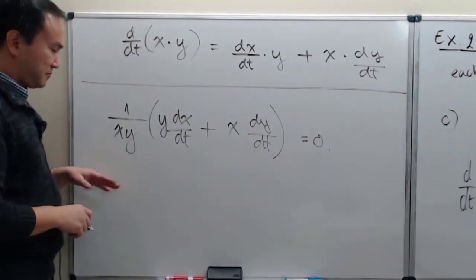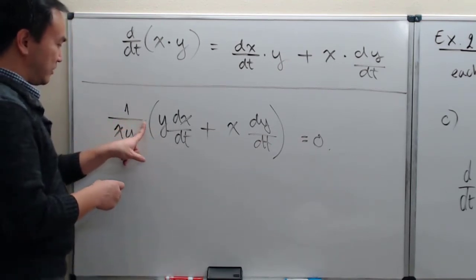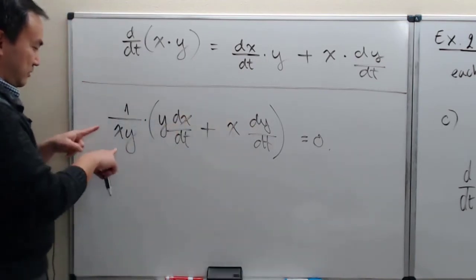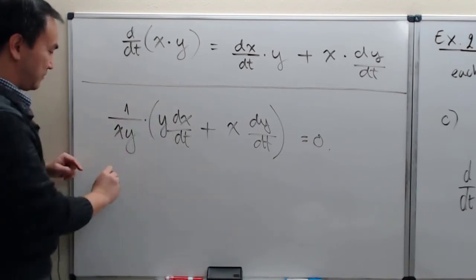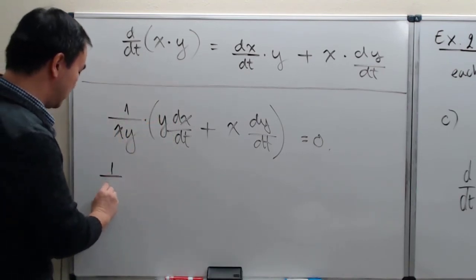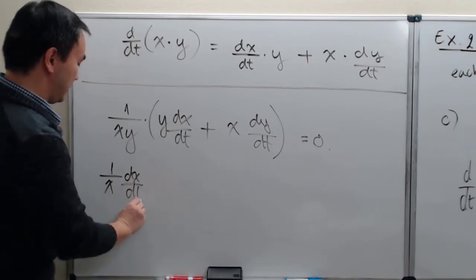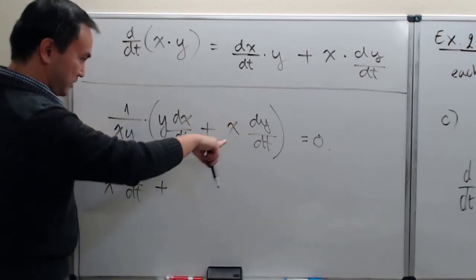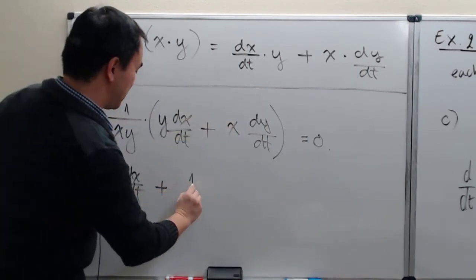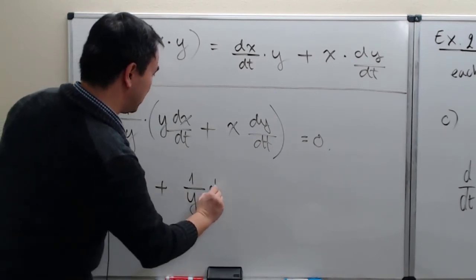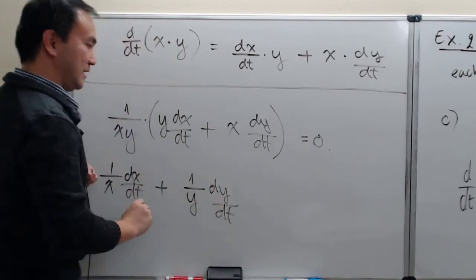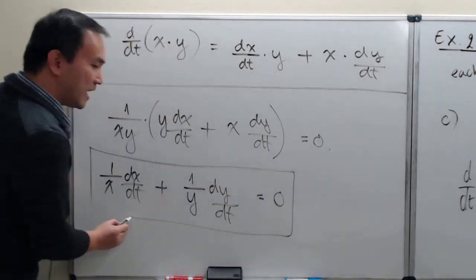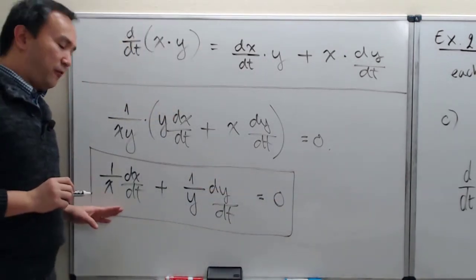Now, I'm not quite happy with this equation, so I would like to distribute this 1 over xy into each of my terms. Distributing the 1 over xy with the first term, the y will cancel, so I'm looking at 1 over x times dx/dt. Plus, 1 over xy times the second term, the x will cancel, which leaves 1 over y times dy/dt. All that equals 0. And now I'm more happy. I'm feeling more delighted with this final form of our equation.